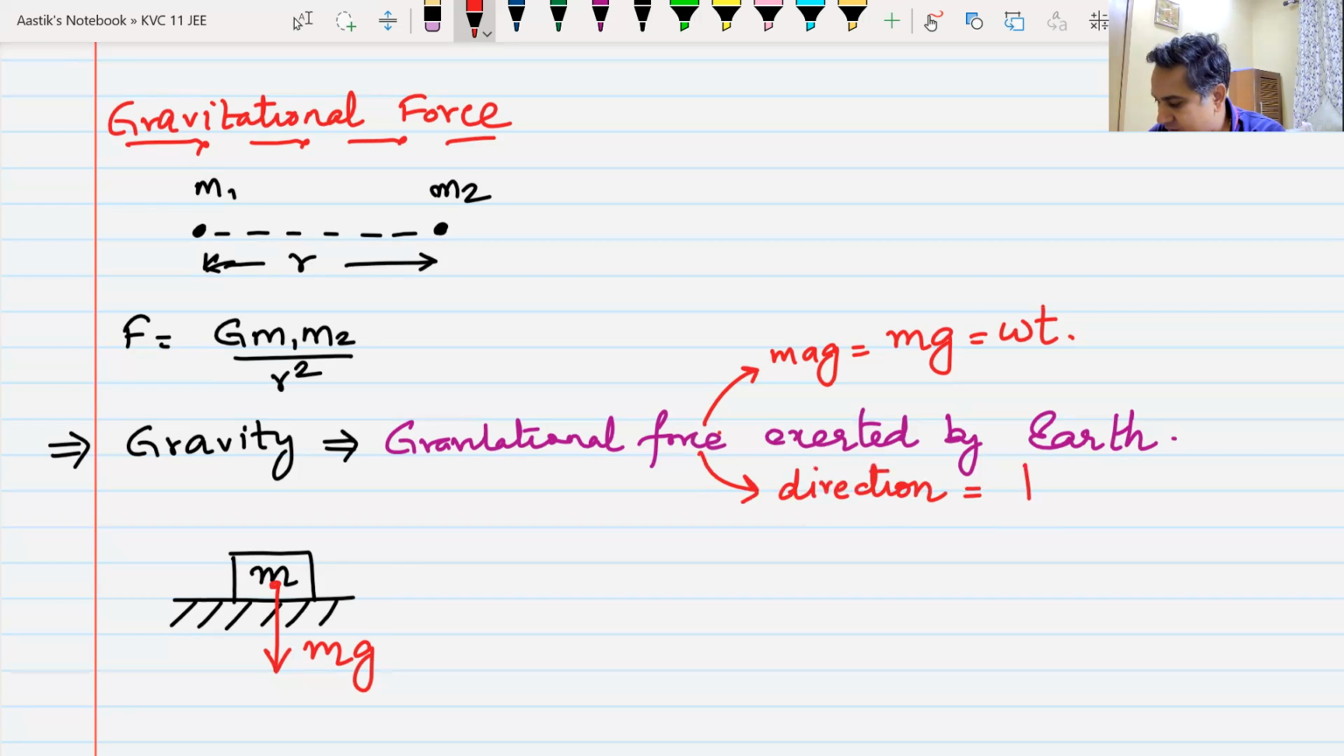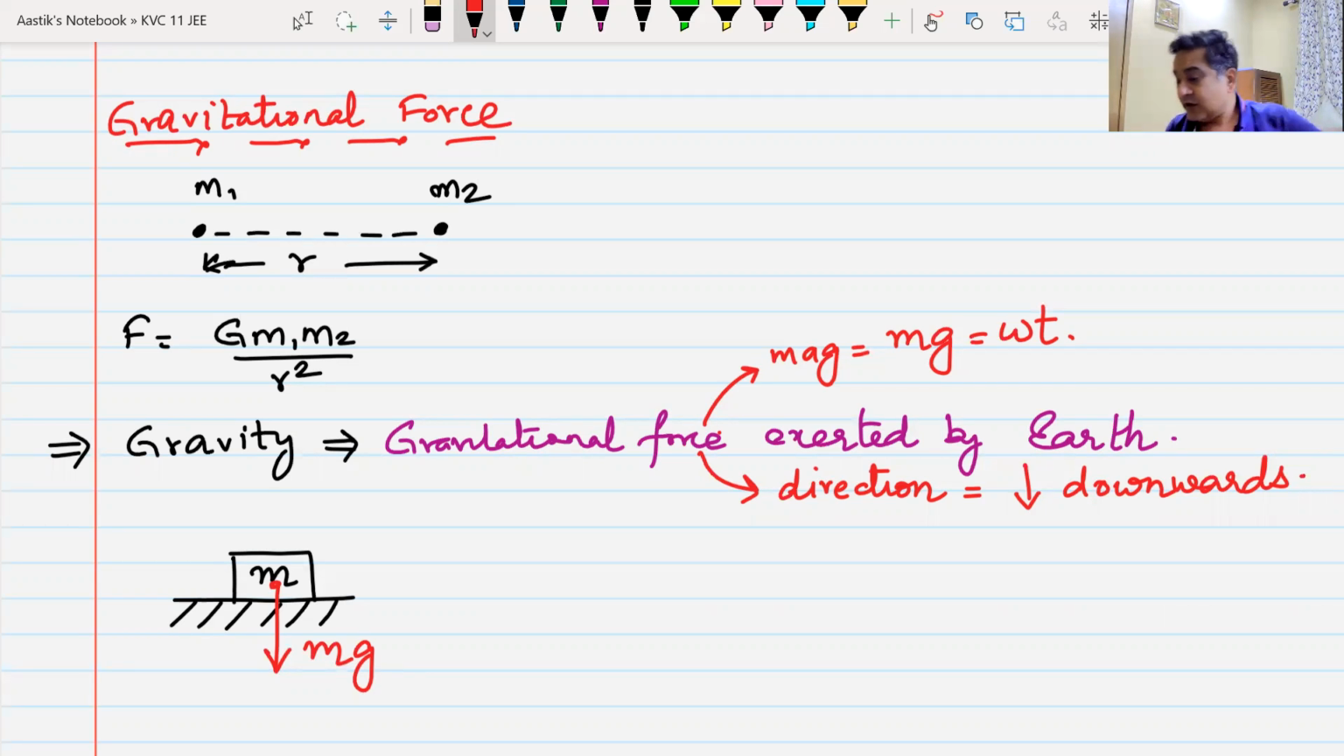The direction of gravitational force will be taken as vertically downwards. It is the same as the direction of acceleration due to gravity. In the previous chapter, we have always taken the acceleration due to gravity as vertically downwards. Here also we will take acceleration due to gravity as vertically downwards. Do we understand this?